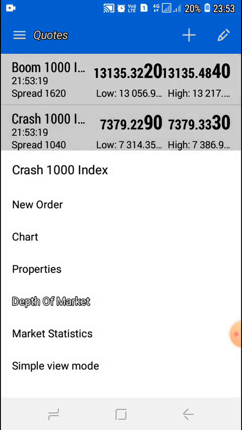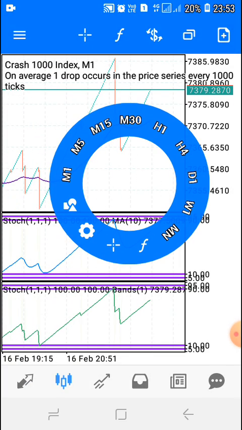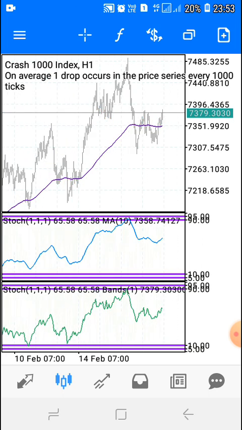So now I'm going to show you guys how to use this on Crash 1000. As I told you guys before, the first thing we're going to do is go on the 1 hour time frame.